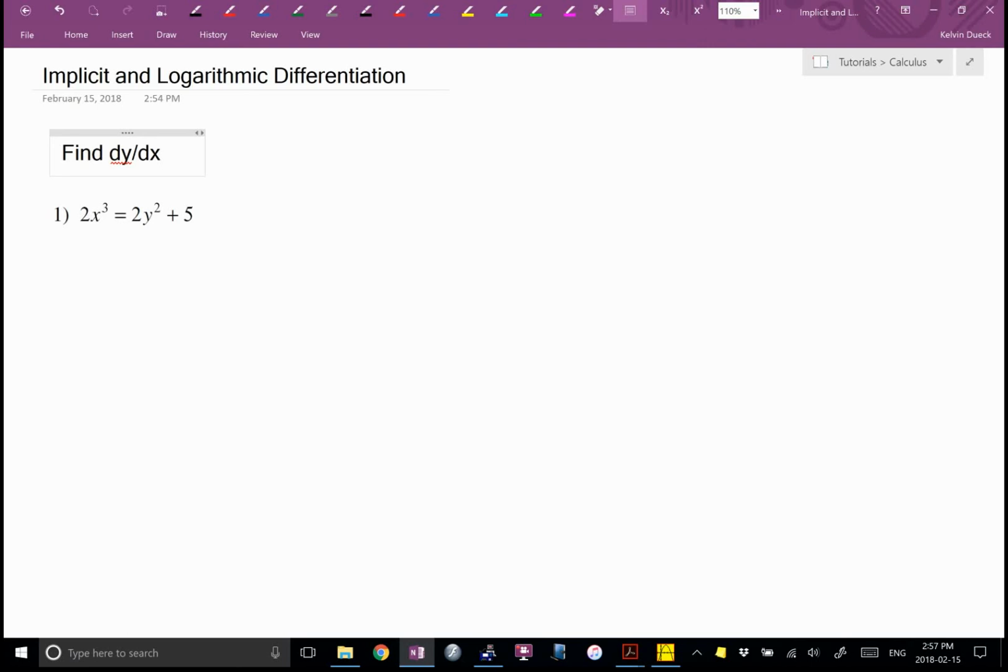So we're going to find the derivative of this. How are we going to do that? We're going to find the derivative one term at a time. What's the derivative of 2x cubed? Talk me through it. What do you do first?